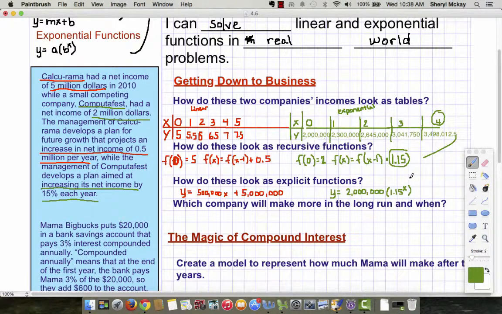So which company do you think will make more in the long run? Which company will make more in the long run? Well, why don't you make a guess and give an explanation why?